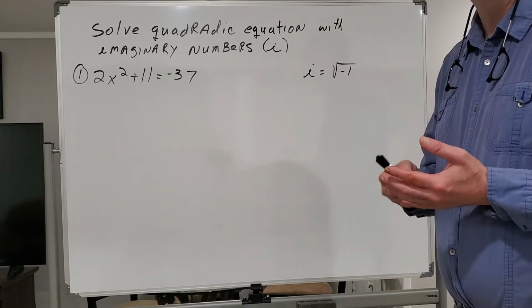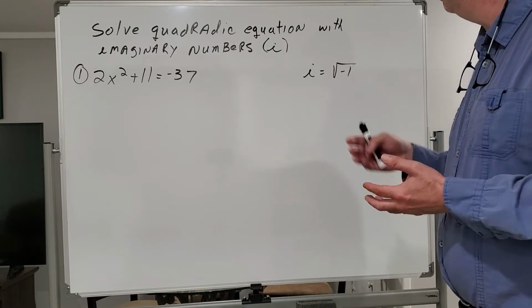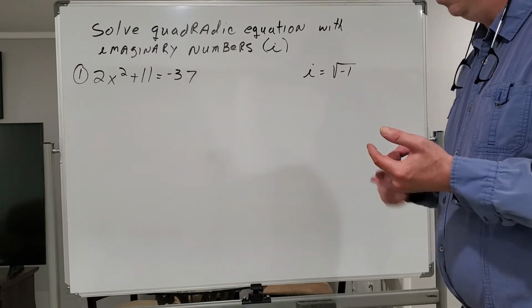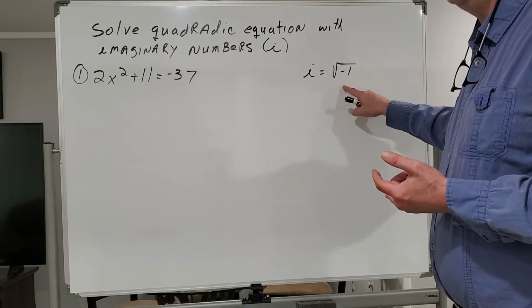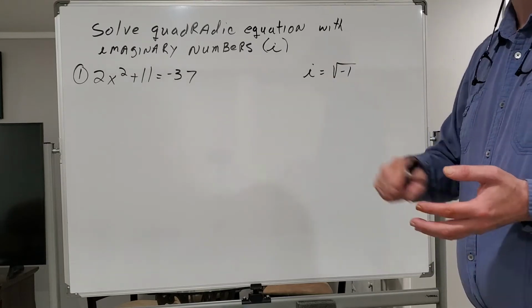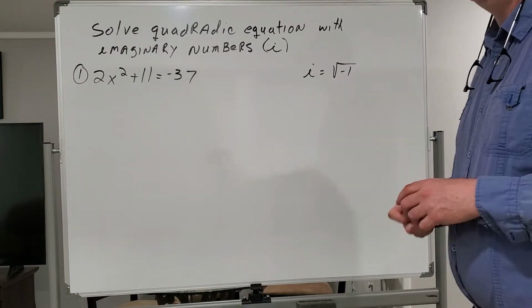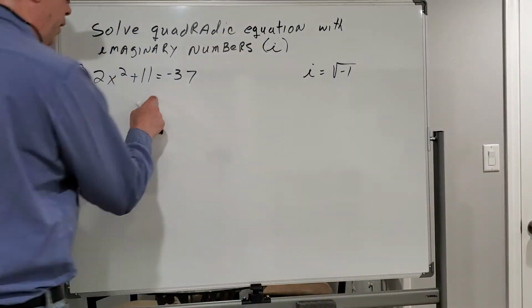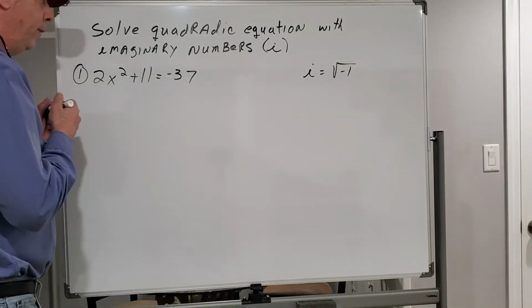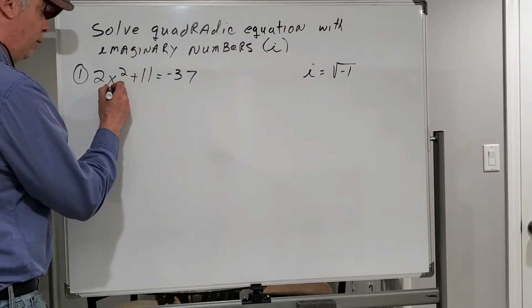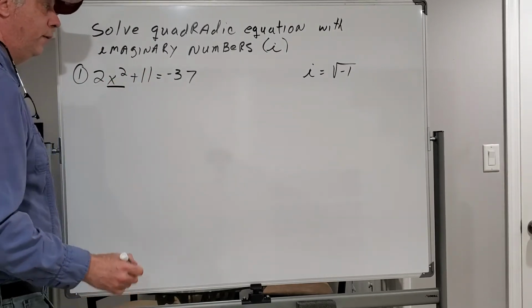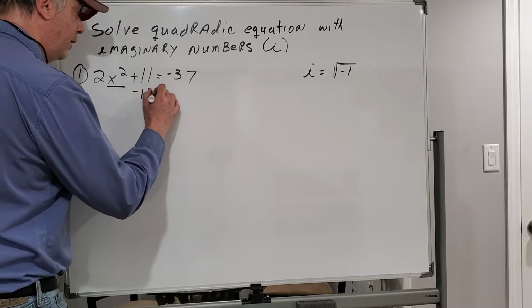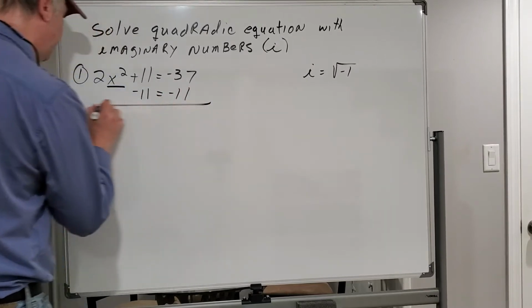I've got to find two numbers with the same signs that multiply to be -1. 1 times 1 doesn't multiply to be -1, and -1 times -1 does not multiply to be -1. So we're going to use that, and I'm going to show you how we're going to use that in this equation right here. So first thing is we want to get x squared by itself. So we're going to subtract 11 from both sides.